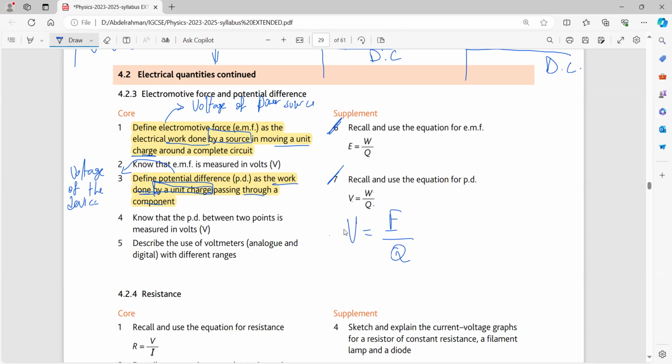Both of them say the same thing, by the way. E stands for EMF and V stands for potential difference. Voltage equals energy over charge. You divide the energy by the amount of charge you have. Okay, good.